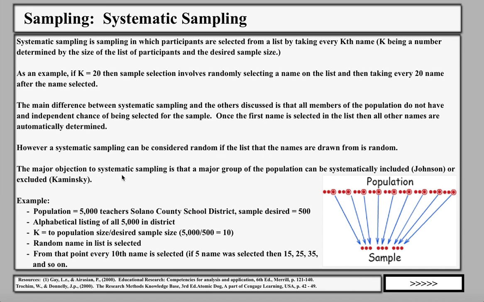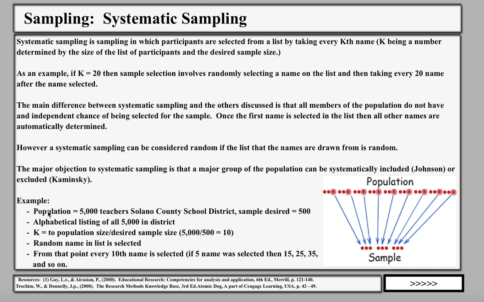The major objection to systematic sampling is that a major group of the population can be systematically included or excluded. My last name is Johnson. If we were using a phone book and we were taking every 100th name, that was going to be our sample, well, there are many, many Johnsons. So Johnson would appear a lot, whereas there may not be as many Kaminskis or some other unusual surname. And so this entire group might be skipped over. There might not even be 100 Kaminskis in the phone book. So that's one of the disadvantages.